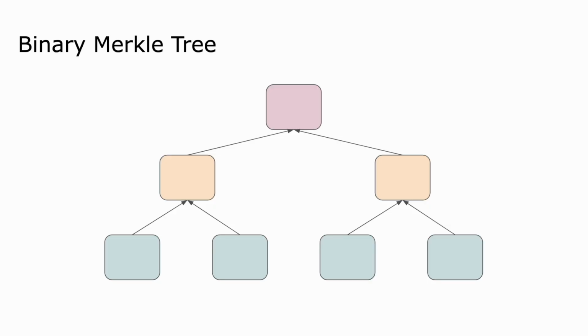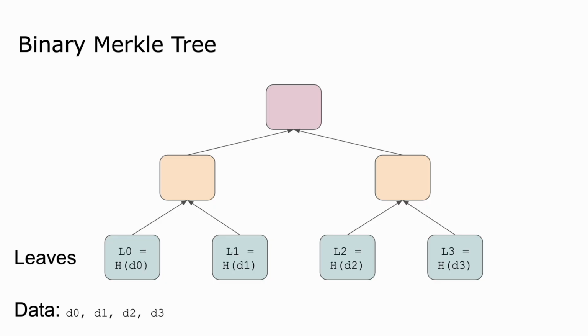Here's a picture of a binary tree. Binary here just means that each parent node has two children. So what makes this a Merkle tree? Let's say we have 4 data chunks, D0, D1, D2, D3, and I want to construct a Merkle tree out of this. At the very bottom of the tree, in the leaves, we're going to store the hashes of our data. From left to right, each leaf is a hash of one of the data chunks. So the leftmost node is the hash of D0, to the rightmost node, which is the hash of D3.